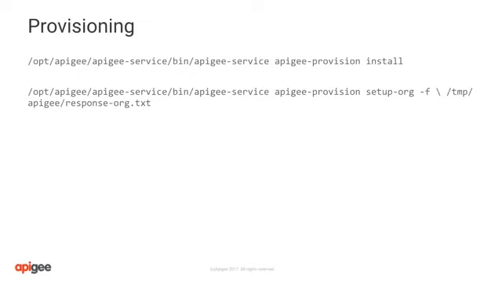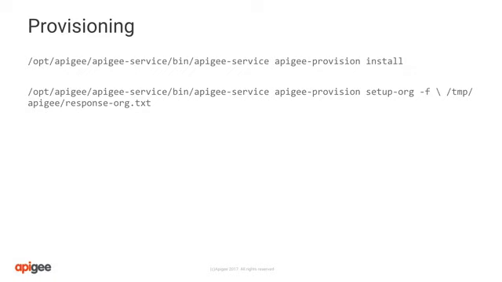All commands described here should be run one time on a single management server. Since actions taken on any management server affect the planet globally, you do not need to run them on all management servers or any other component. As with the Apigee setup utility, we will use the apigee-service command to install the Apigee provision utility from the Apigee software repository. The command is apigee-service apigee-provision install.